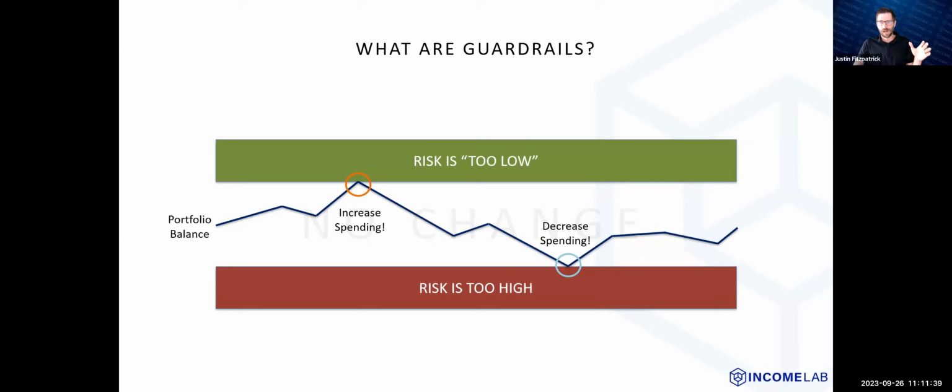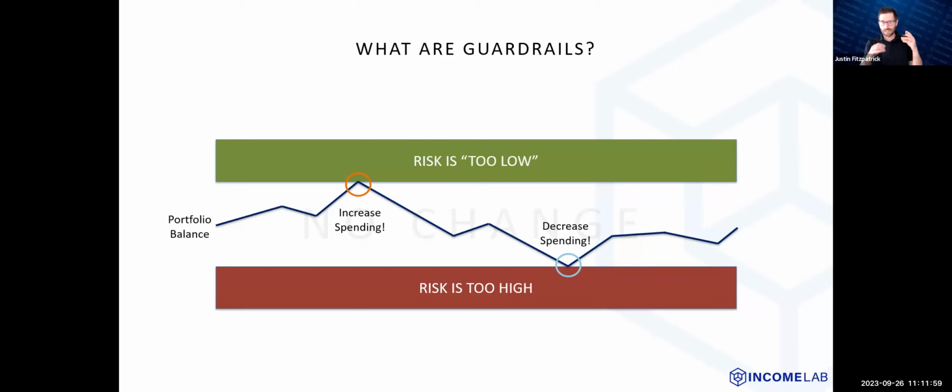On the other hand, there's this red guardrail, which is risk is getting too high. So we need to decrease spending. So things have gone worse than expected. Maybe inflation has been higher than expected, or returns have been worse than expected. Or maybe even just somebody has spent more than they had originally planned to. And so that has made future spending have to go down.